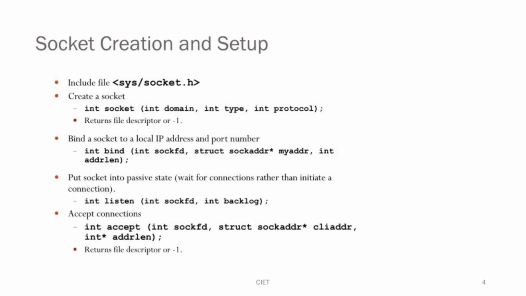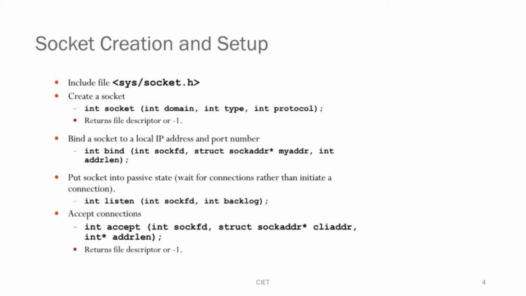Here is the socket creation and setup. While using socket creation, we must include the header file sys/socket.h. To create a socket we have to use the function int socket, with int domain, type and protocol in the brackets. Here the domain is nothing but a protocol family, and the type is a style of communication, whether we have to choose the TCP protocol or the User Datagram Protocol. Whichever style of communication we choose, we have to mention it there.